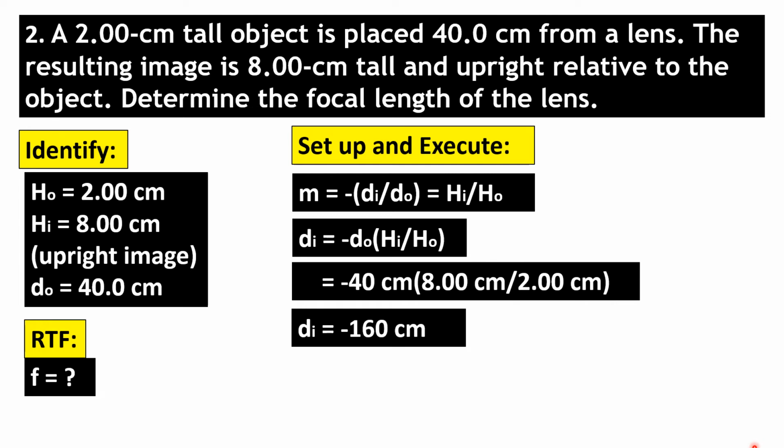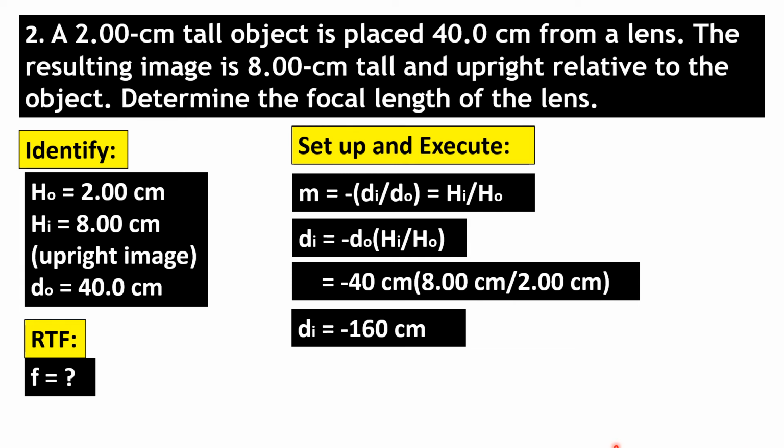A negative di actually means that the image is formed to the left of the lens. In other words, we have a virtual image. The question is, does a converging lens also form a virtual image? We can answer that by going to the calculation for the focal length.